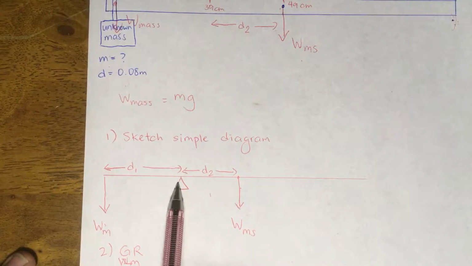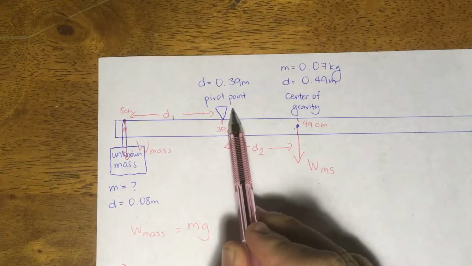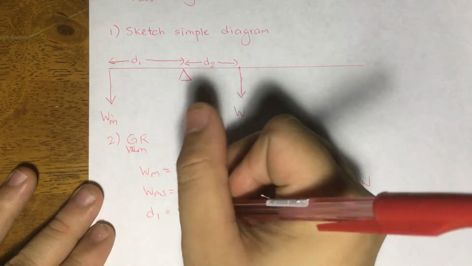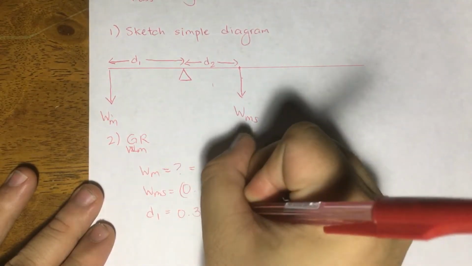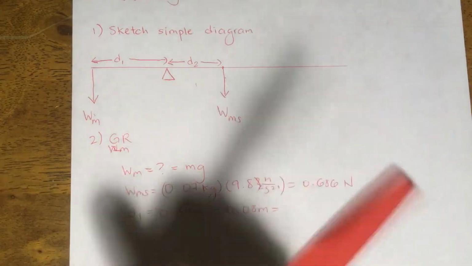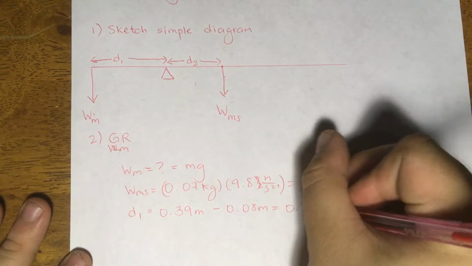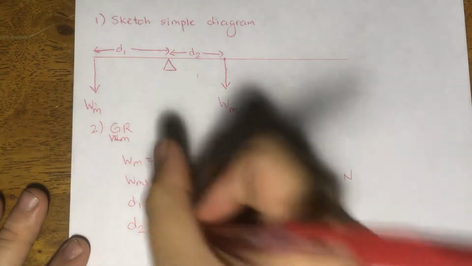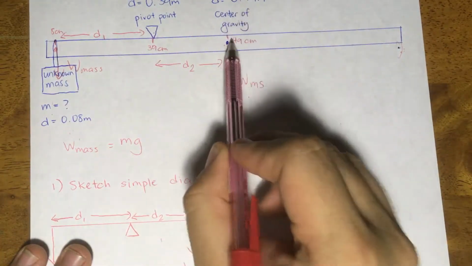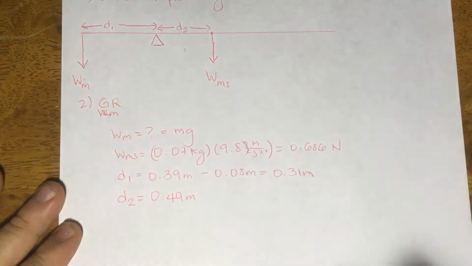What is distance number 1? Distance number 1 is from your mass to the pivot point. Here, your mass is at 0.08 meters, or 8 cm, and here the pivot is at 39. Therefore, to get D1, it's 39 minus 8. 39 cm is obviously 0.39 meters if you convert it, minus 0.08 meters. 0.39 minus 0.08 is equal to 0.31 meters. And what's D2? D2 is simply going to be the pivot point to the center of gravity. Where's the center of gravity? It's at 0.49 meters. Where's the pivot point?